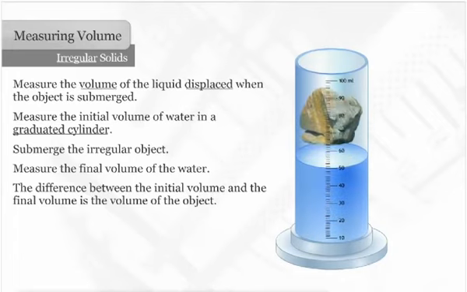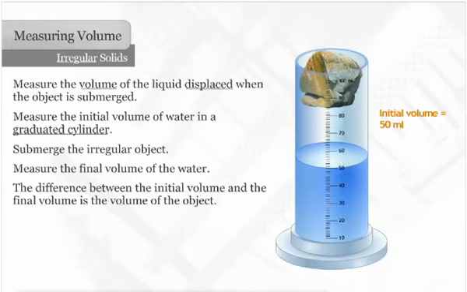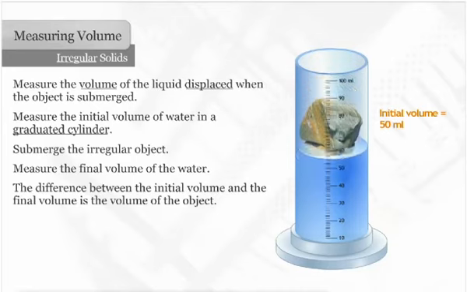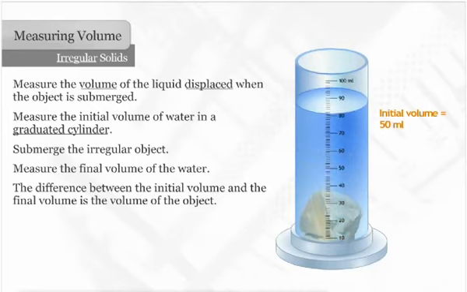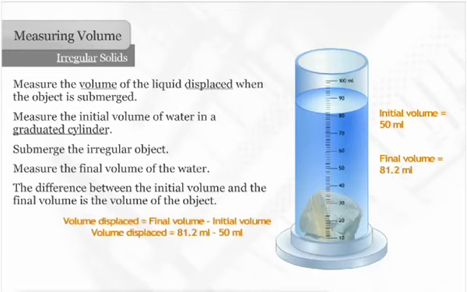In this example, the initial volume is 50 milliliters. Dropping the rock in the graduated cylinder causes the water level to rise. The final volume is 81 2/10 milliliters. To find the volume displaced, subtract the initial volume from the final volume. Doing so yields 31 2/10 milliliters. So the volume of the rock is 31 2/10 milliliters.